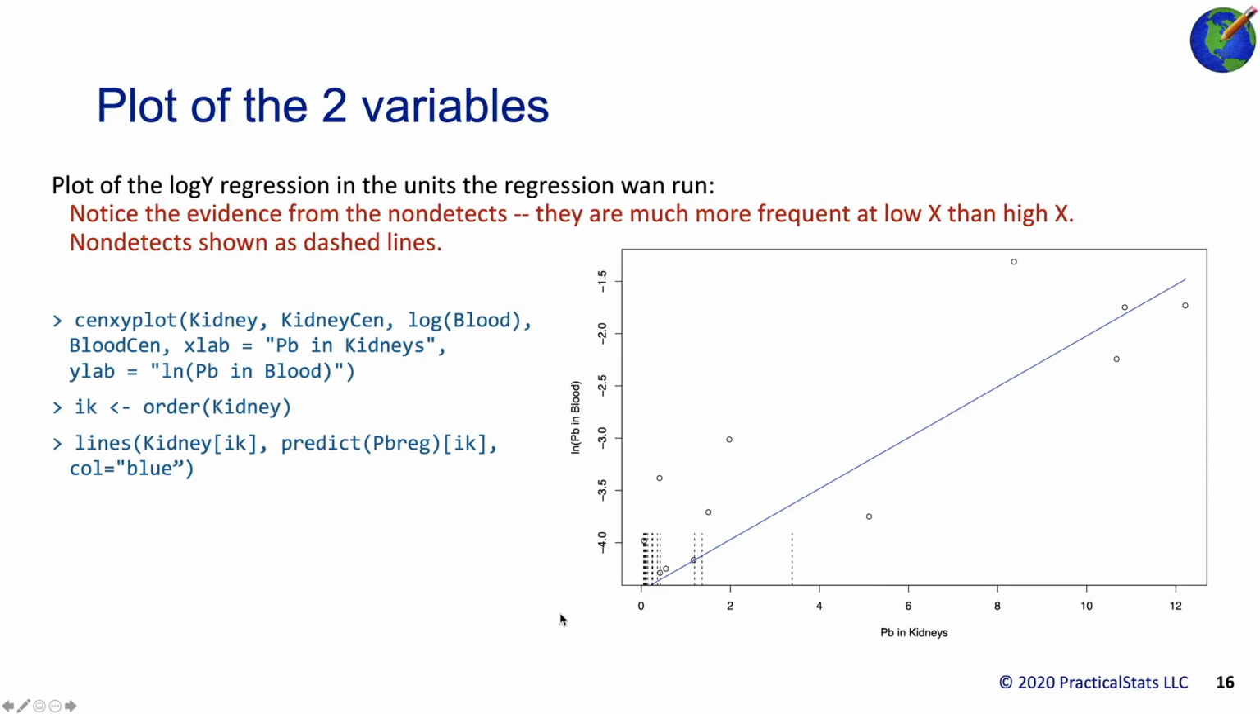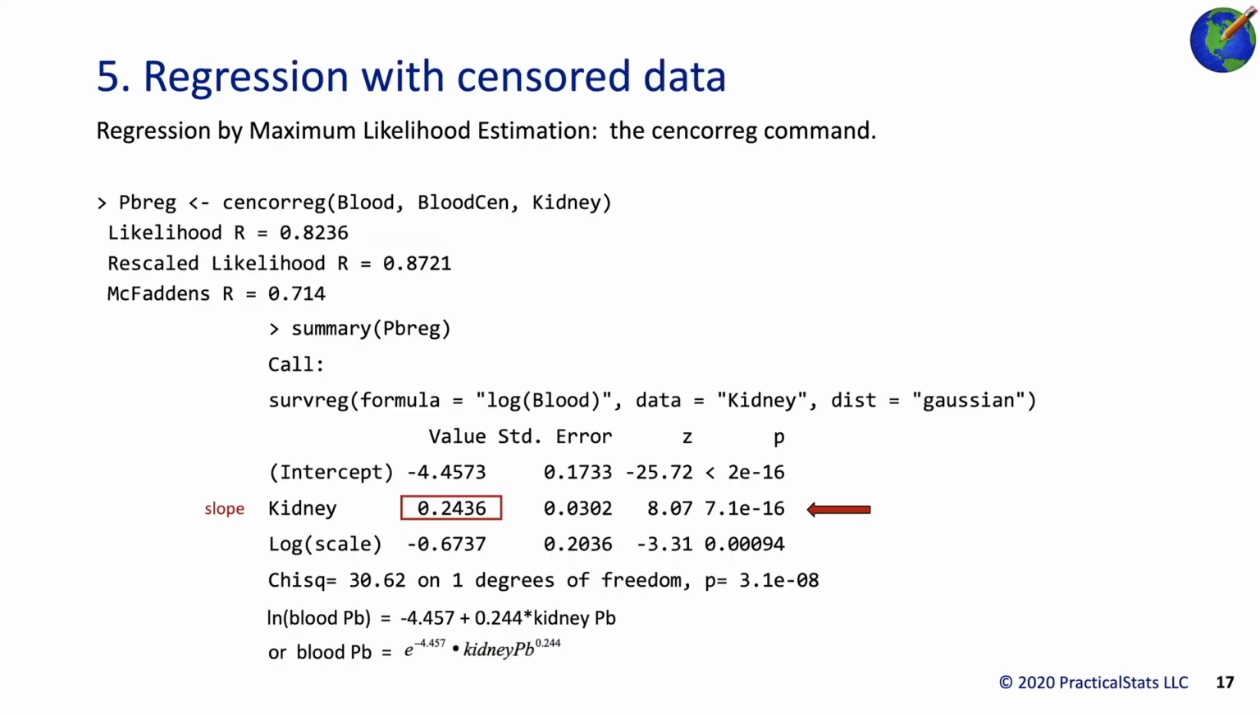So nondetects do affect the results of these plotting procedures and the correlation procedures and what we're just about to look at, which are the regression procedures. So they should not be deleted.